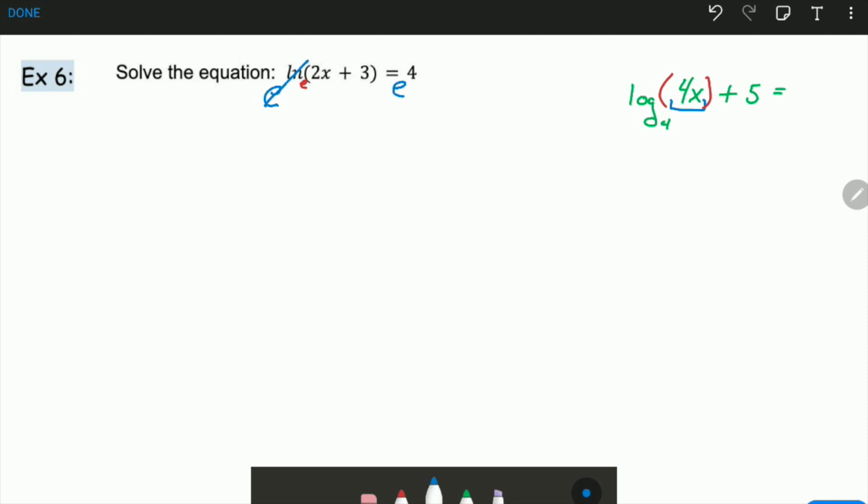Log base e and e to the power cancel out, leaving me with 2x plus 3 equals e to the power of 4. E to the power of 4, if I type it into my calculator, is approximately 54.598 if I round to 3 decimal places.